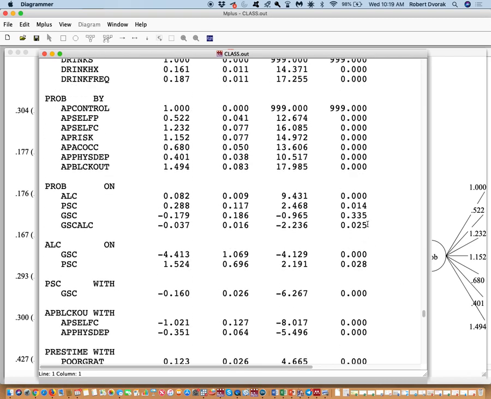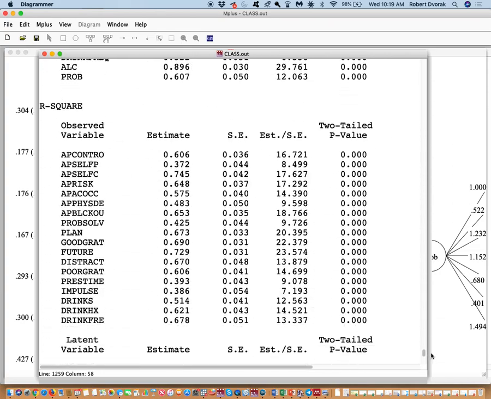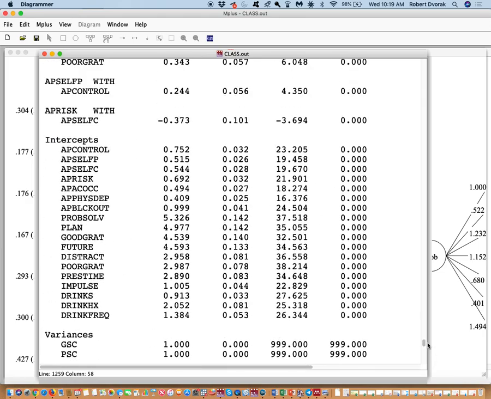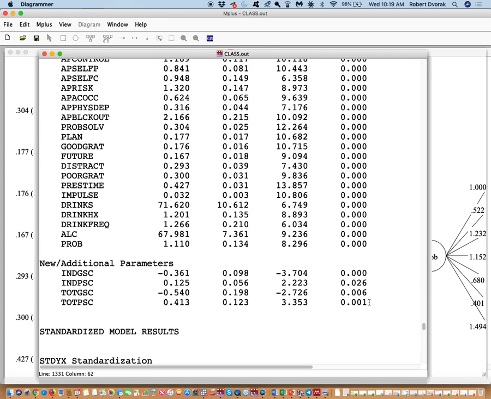And we have a significant interaction effect right here. So all is good, right? There's our new parameters. These new parameters are not standardized parameters, they're unstandardized, right? You can get standardized parameters, but these are unstandardized.